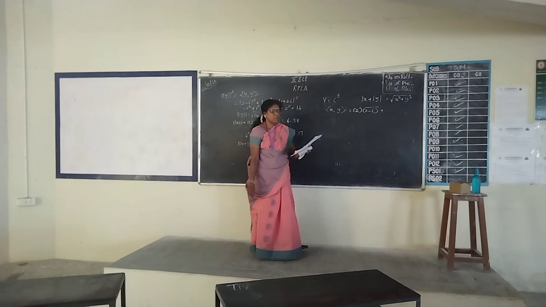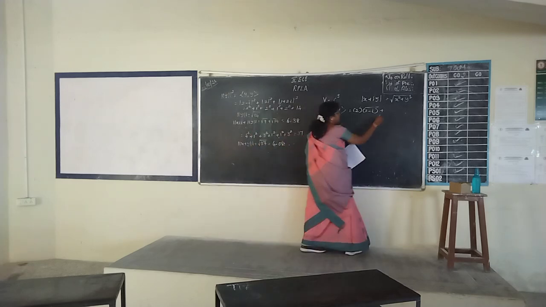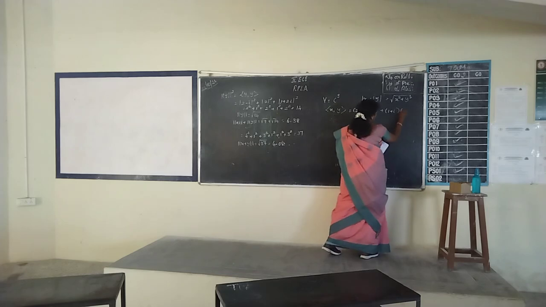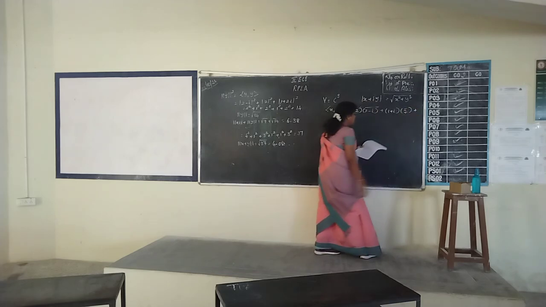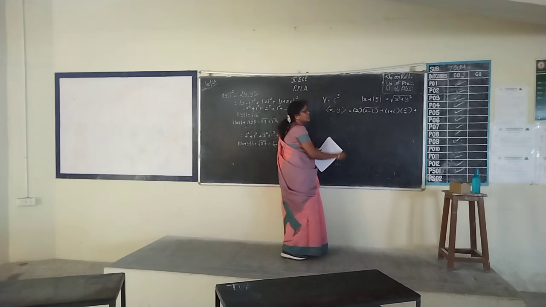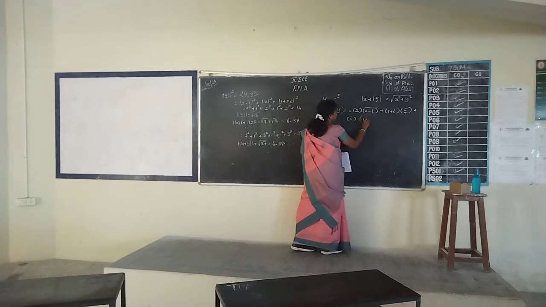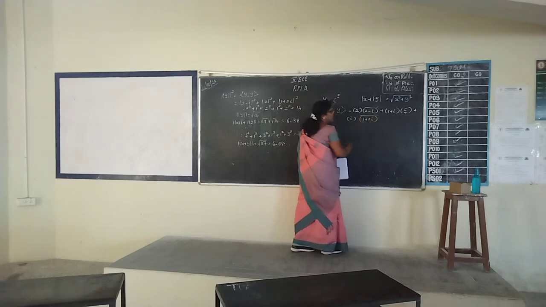Now what is the second element? 1 plus i. What is the second element in y? 2. So it will become 2 bar. What is the third element in x? i. Third element in y? 1 plus 2i. So it will become the whole bar.